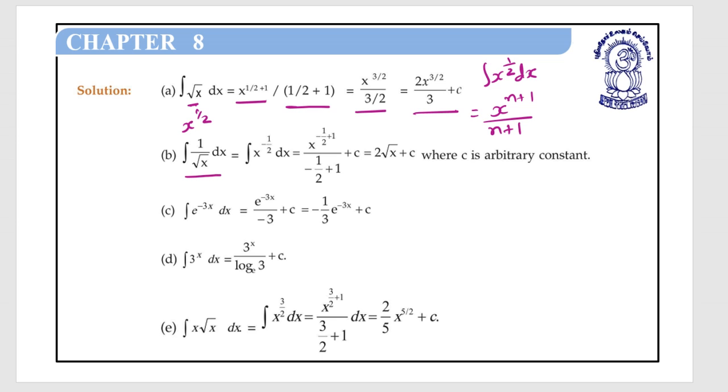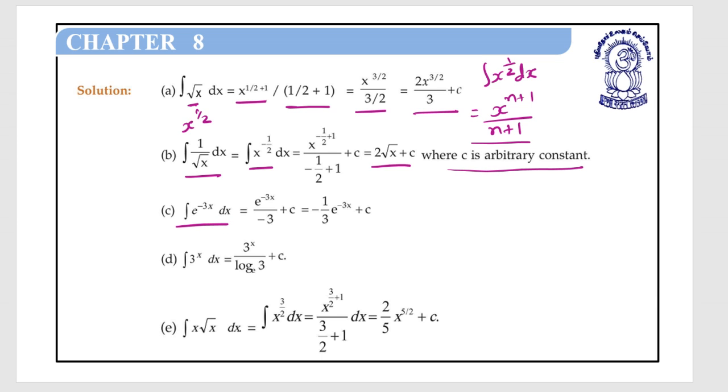Next, 1 upon under root x dx. You can write root x as x raised to 1 by 2. In the numerator you can write x raised to minus 1 by 2. Same formula you have to use, x raised to n plus 1 upon n plus 1. So x raised to minus 1 by 2 plus 1 upon minus 1 by 2 plus 1 plus c. That is 1 by 2, which gives 2 root x plus c, where c is an arbitrary constant.